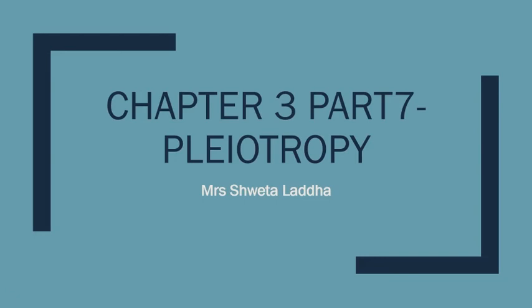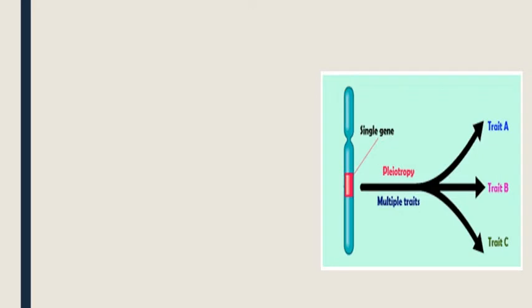Hello dear students, let us start with part 7 of chapter 3, Inheritance and Variation, and today I am going to teach you a very interesting concept, that is pleiotropy. So let us see what this pleiotropy is.